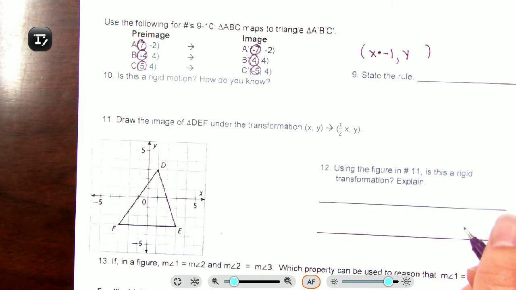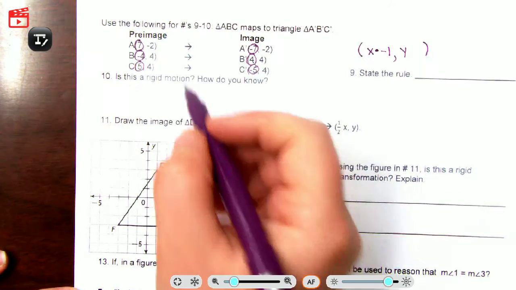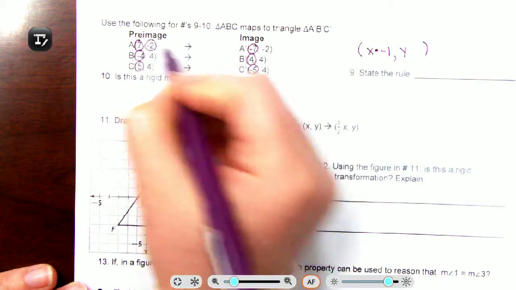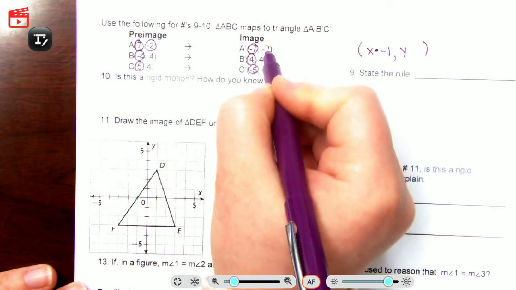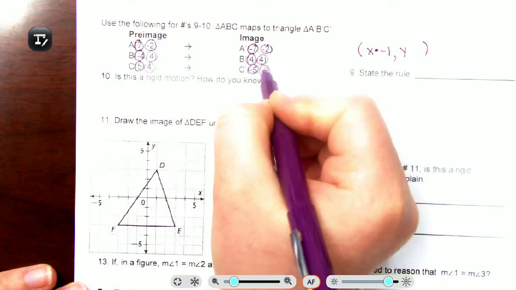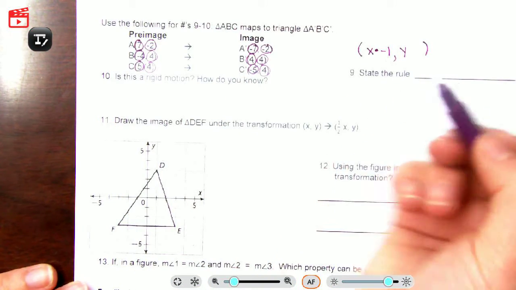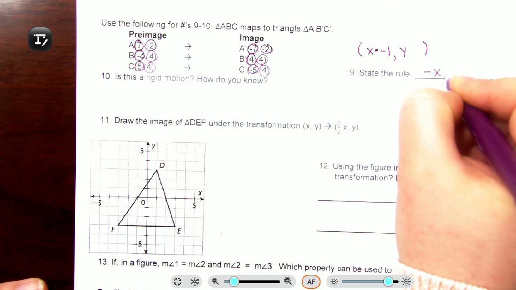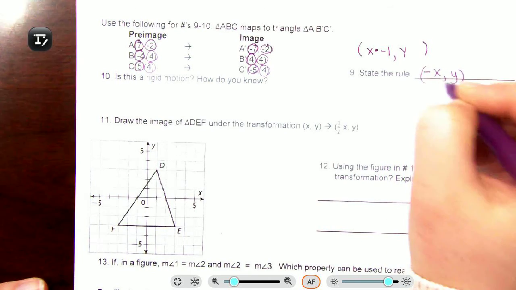Now I'm looking for the pattern of y. I have a 2 and I go to 2, I have a -2, I go to -2. I have a 4, I go to 4. I have a 4 and I go to 4. So nothing really happens to y, so we're going to leave y alone. So state the rule. We have -x, comma, y is our rule.